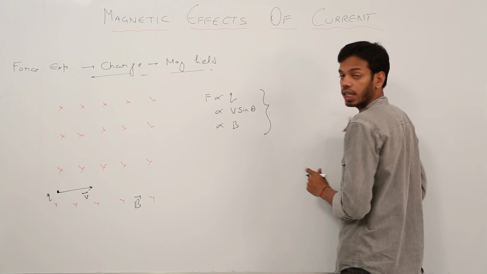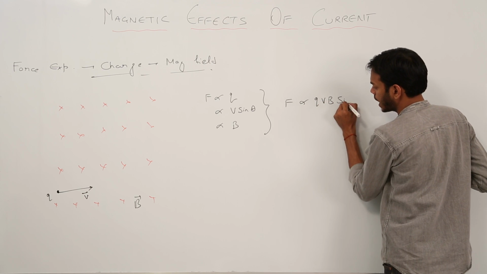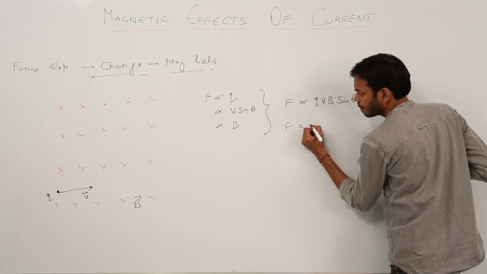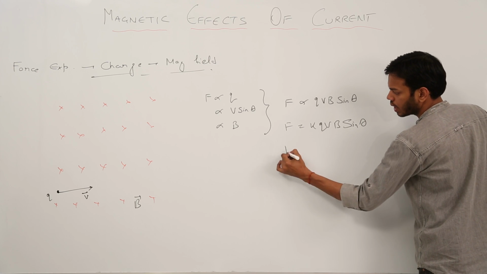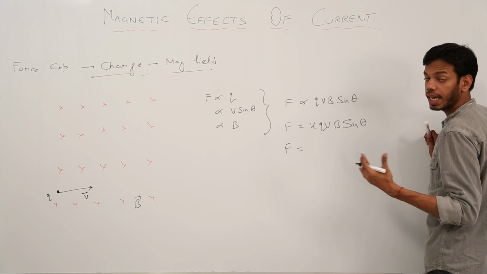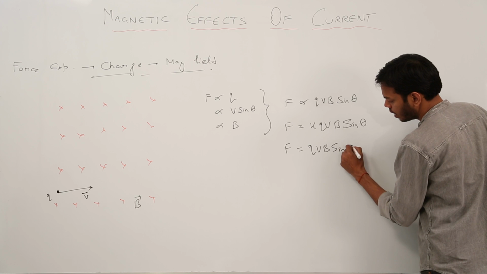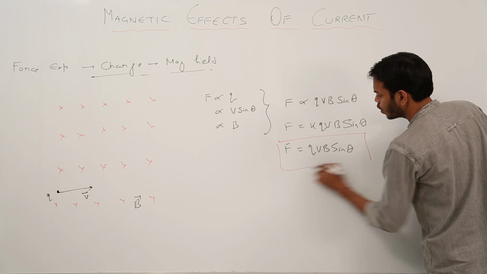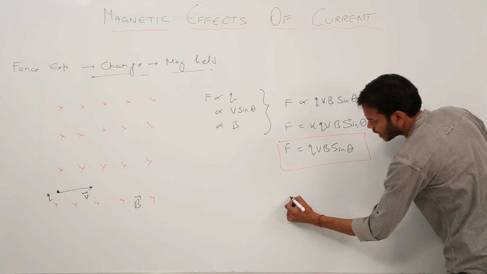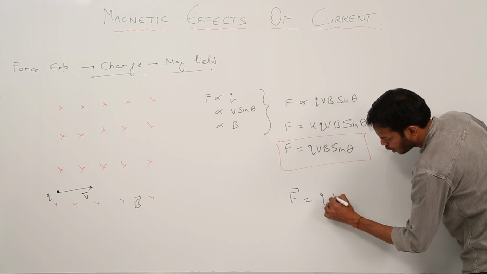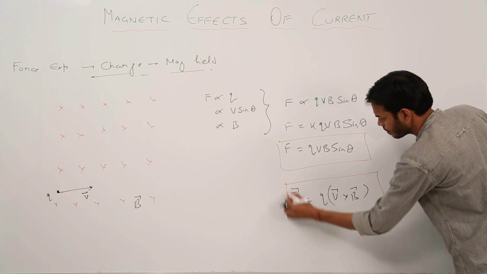So if I combine all these three factors, I get F is proportional to QvB sine theta. I have to put a constant of proportionality, which is K: F = K QvB sine theta. What is K? In the SI system, for the first time, good news, K is equal to 1. So F is equal to QvB sine theta. This is the formula for the force experienced by a charge which is moving in a uniform magnetic field B with a velocity v. This can also be written as the equation Q v cross B, that is the cross product of these two vectors, right?